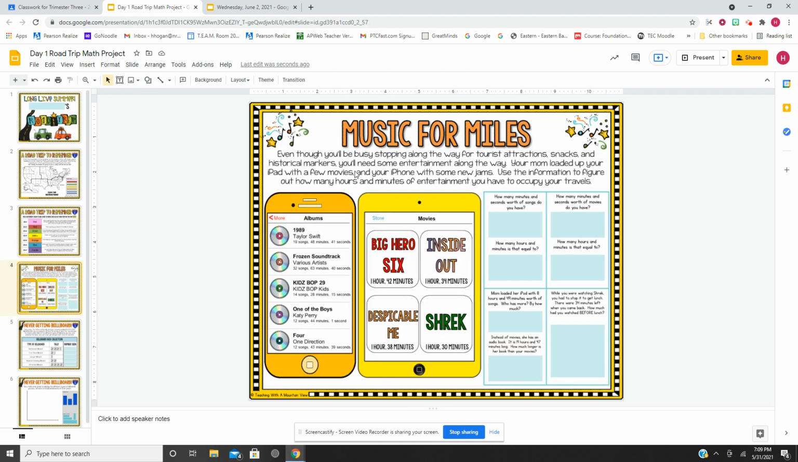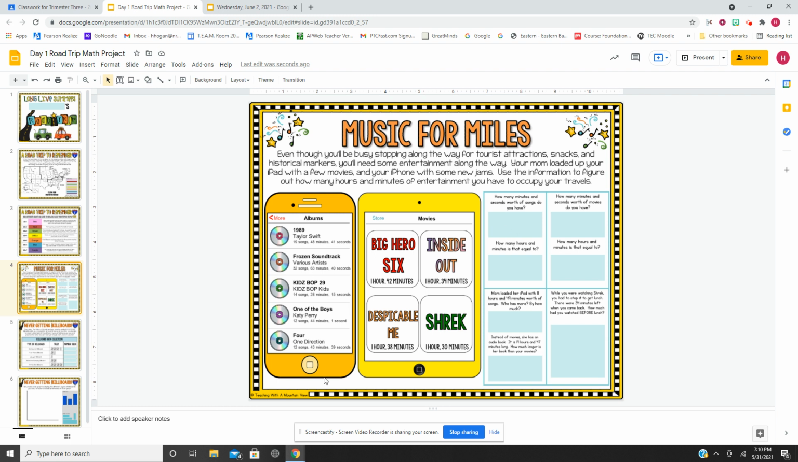Music for miles. Even though you'll be busy stopping along the way for tourist attractions, snacks, and historical markers, you'll need some entertainment. So your mom loaded up your iPad with a few movies and your iPhone with some new jams. Use the information to figure out how many hours and minutes of entertainment you have to occupy your travels. How many minutes and seconds worth of songs do you have?